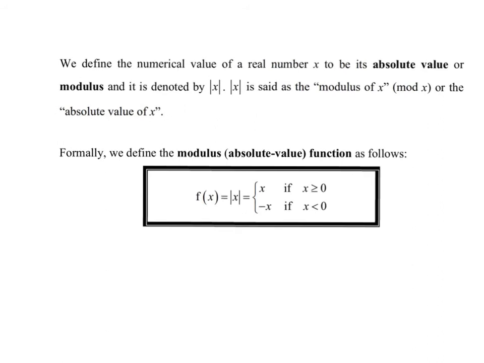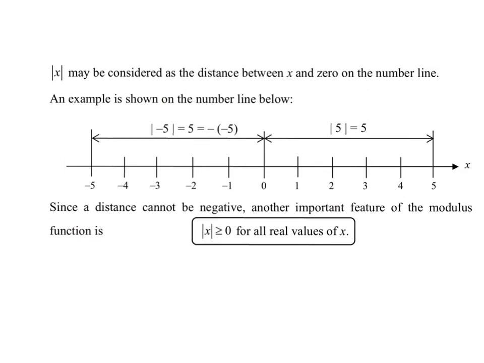Now let me go to the official definition. We define the numerical value of x to be its absolute value or its modulus. We call this mod x. We always call it mod x, modulus of x, or the absolute value. The definition is as I've shown earlier. Another pictorial way to look at it is that modulus x can be considered as the distance, which is always positive, between x and 0 on the number line.